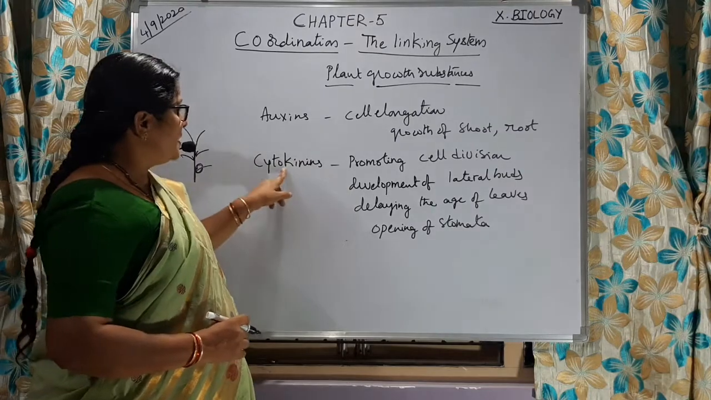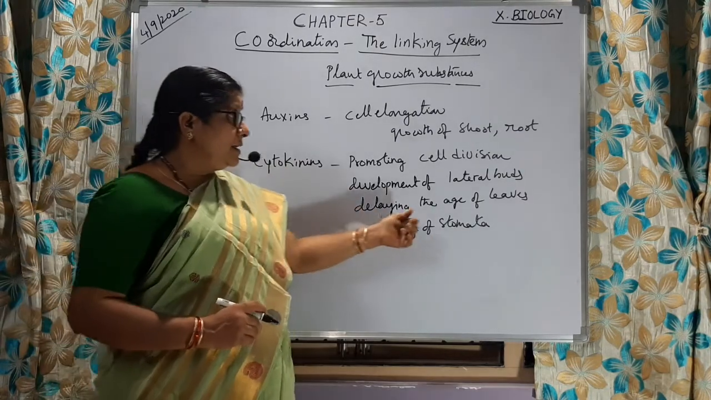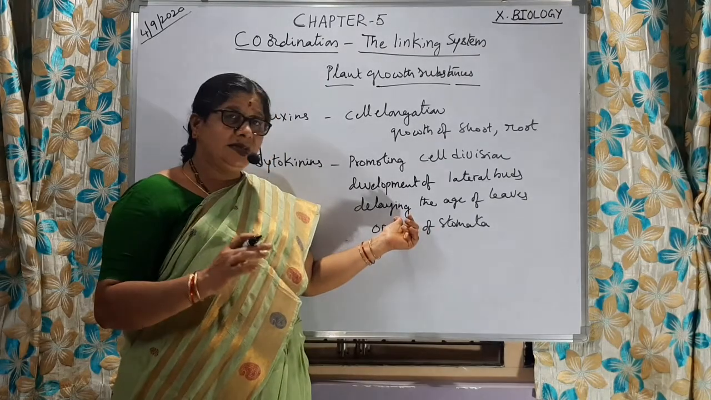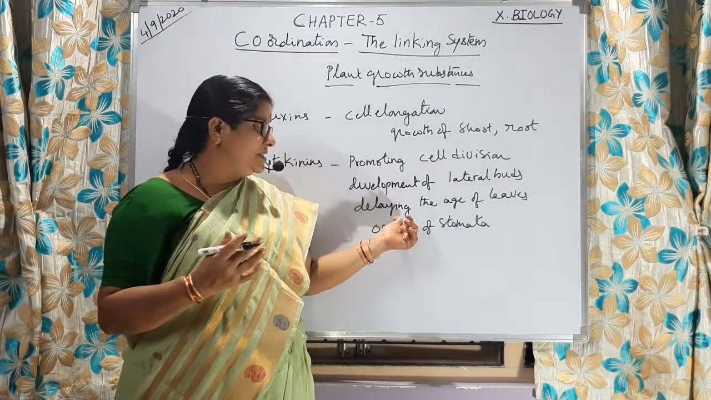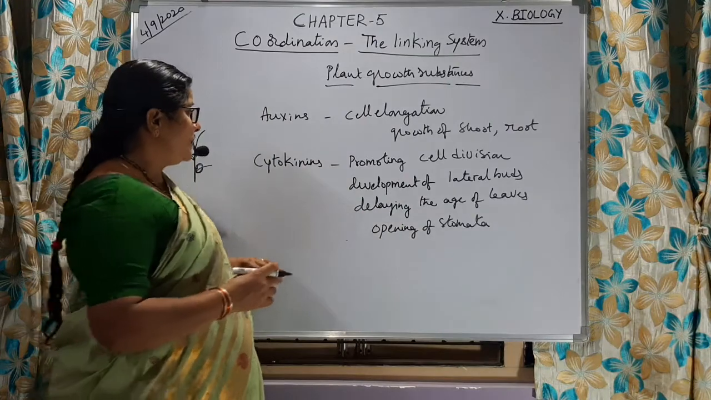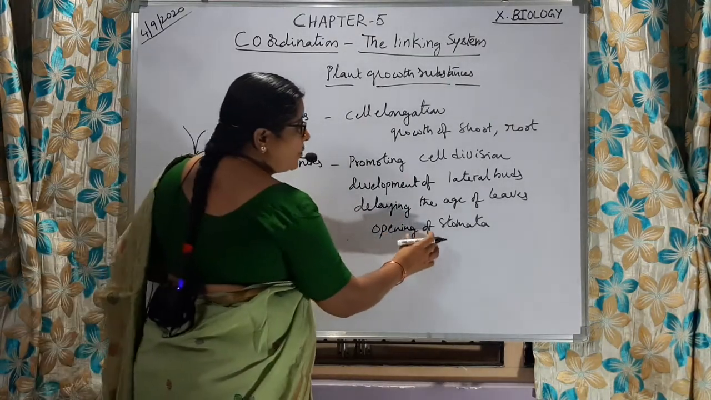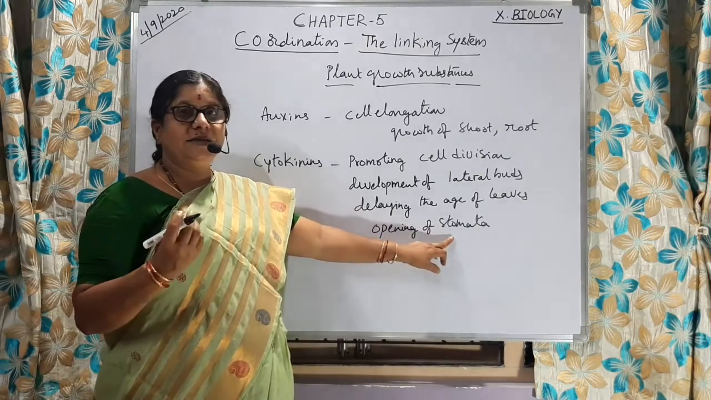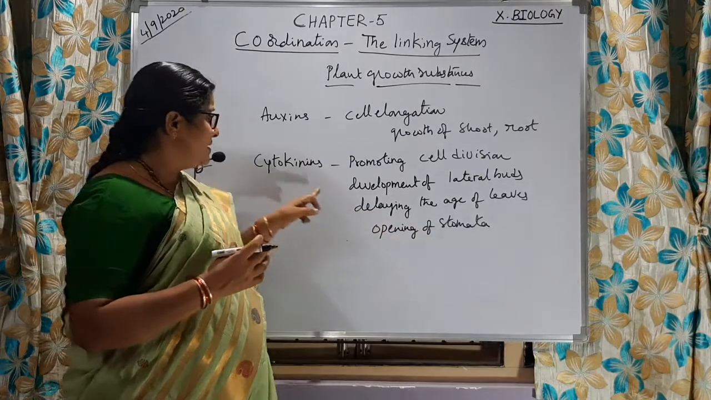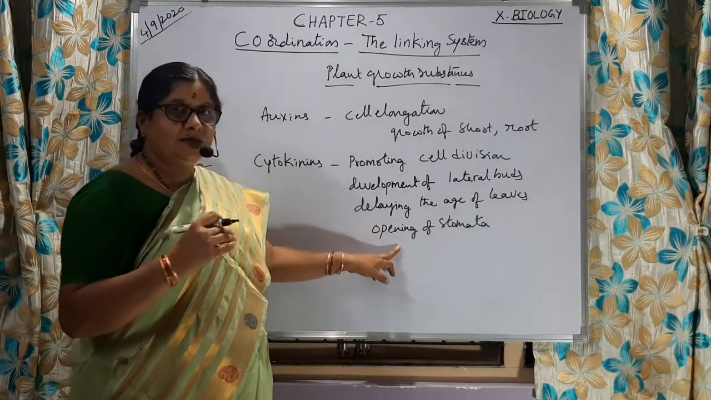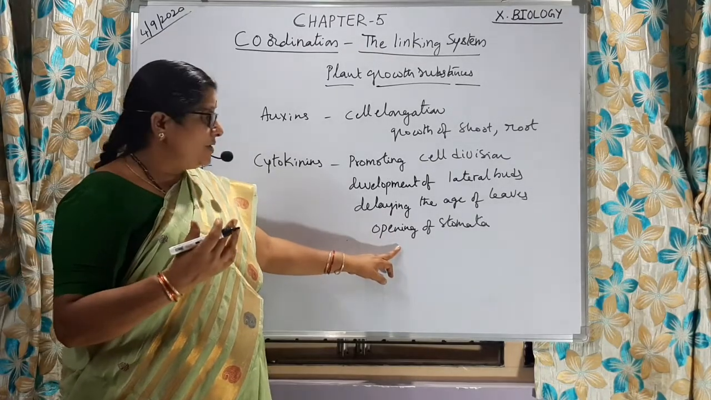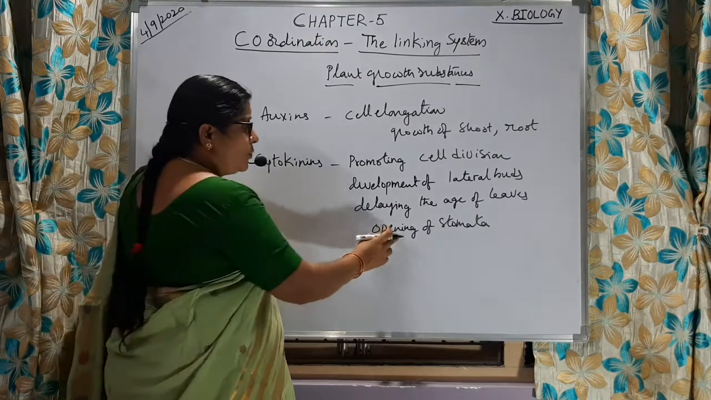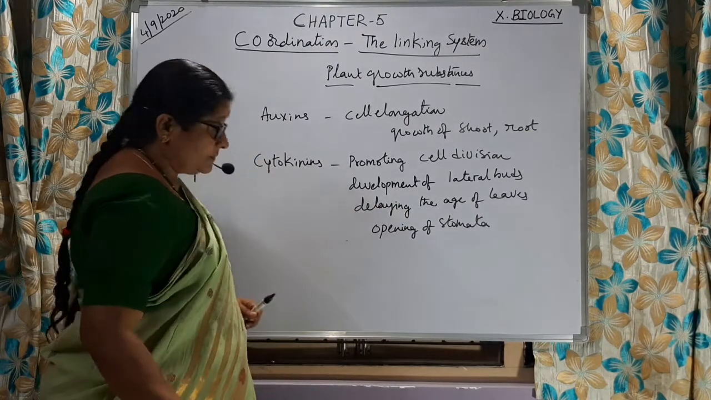That is happening because of cytokinins, and the delay in aging of leaves we observe, means leaves are kept fresh, leafy vegetables especially. That is because of cytokinins. Then opening of stomata. You know what is the function of stomata? That helps in exchange of gases. Unless this process is happening, the exchange of gases is not going to take place. So cytokinins are helping in opening of stomata.